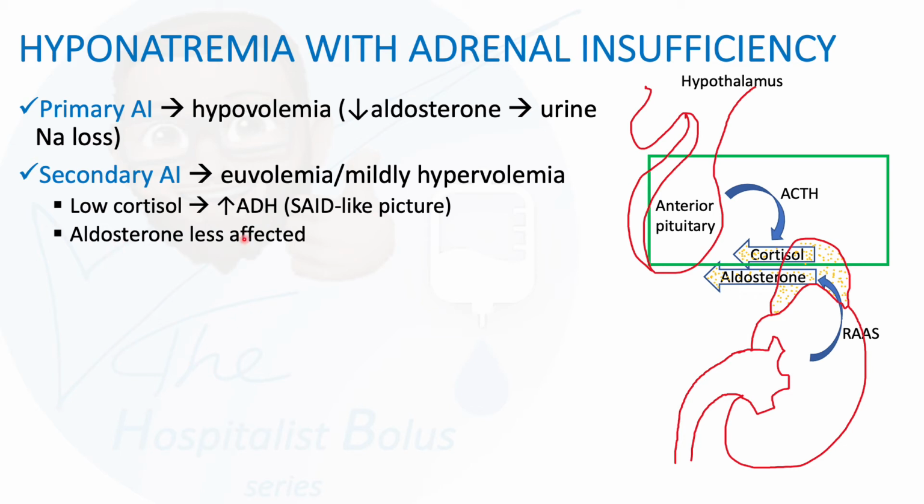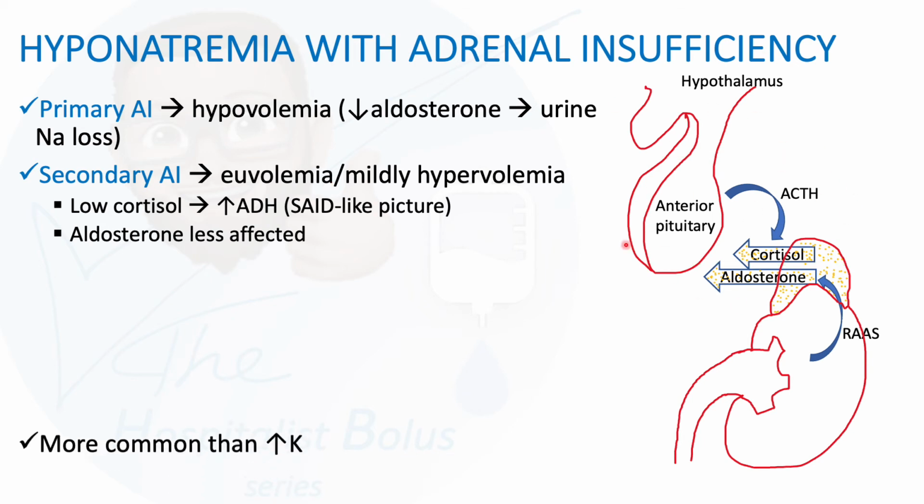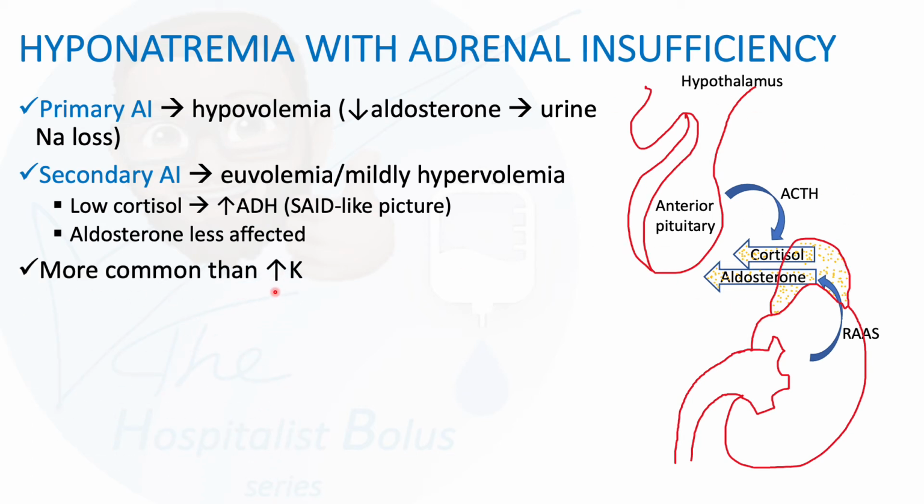But again, aldosterone is not affected, so the volume status is most of the time euvolemic or even mildly hypervolemic, like in some patients with SIAD. So this is really a main difference. So the clinical picture sometimes can tell you whether the patient is having primary or secondary adrenal insufficiency.